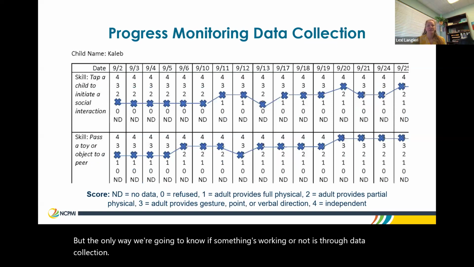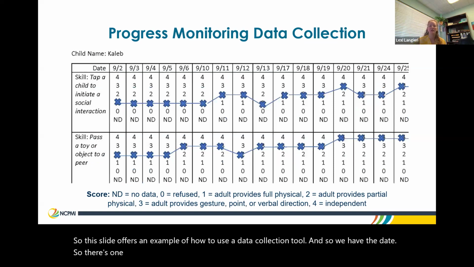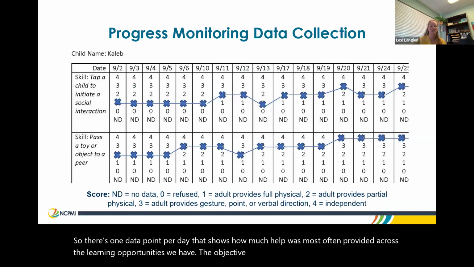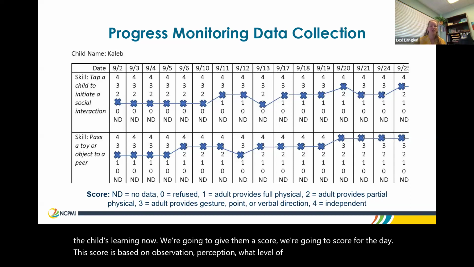So this slide offers an example of how to use a data collection tool. And so we have the date. There's one data point per day that shows how much help was most often provided across the learning opportunities. We have the objective, so we're going to write the target skill that the child's learning. And we're going to give them a score for the day. This score is based on observation, perception, what level of assistance was offered to the child.